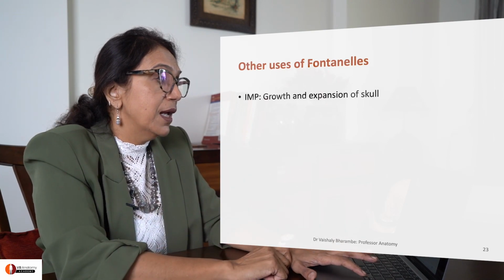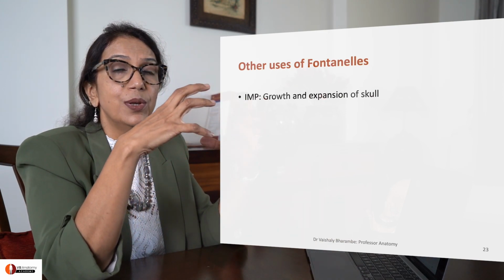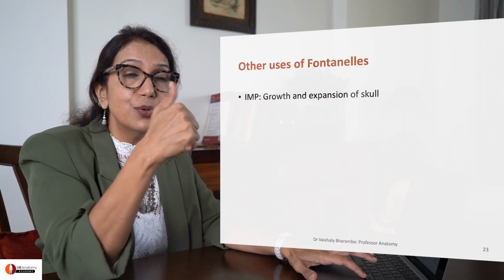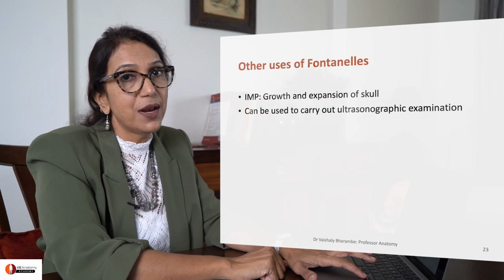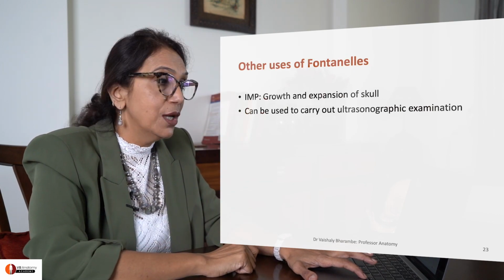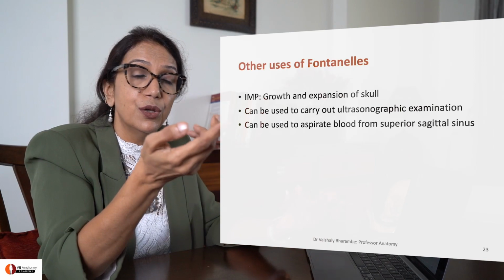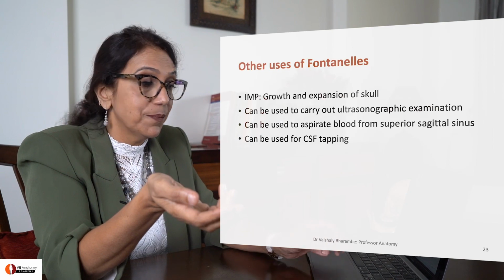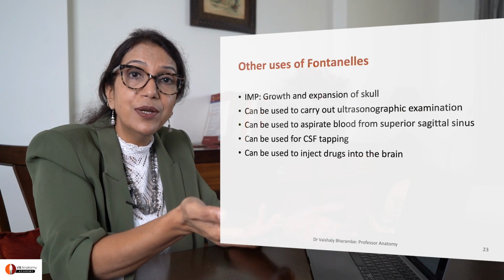Let's see them. It's important, of course, in growth and expansion of the skull. Because of the membrane, slowly the skull expands to the beautiful large size that we have, isn't it? So it's crucial in growth and expansion of the skull. It can be used for an ultrasonographic examination because there's a membrane there. You can use a USG machine to examine. You can aspirate blood because right beneath the membrane there is the superior sagittal sinus. You can use it for aspiration of blood. You can use it even for CSF tapping. You can use it for injecting drugs in the brain. See how many uses the anterior fontanelle has.